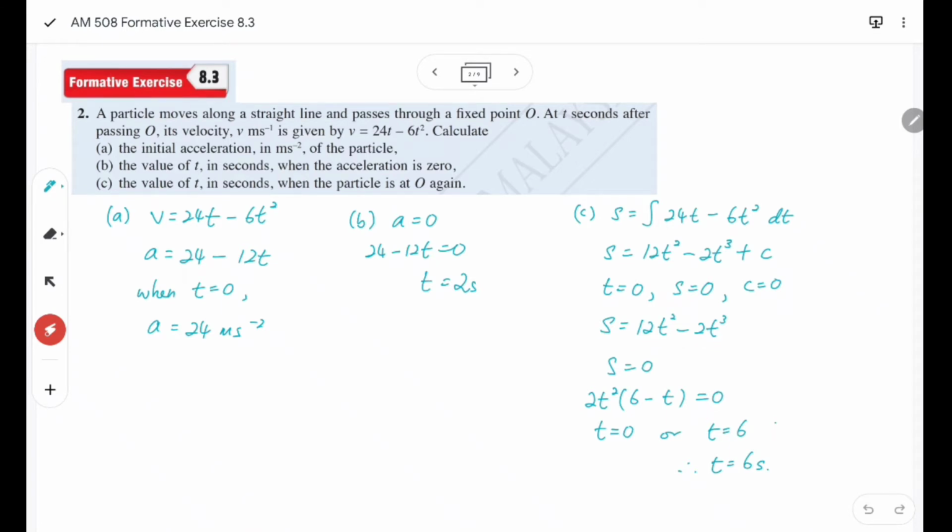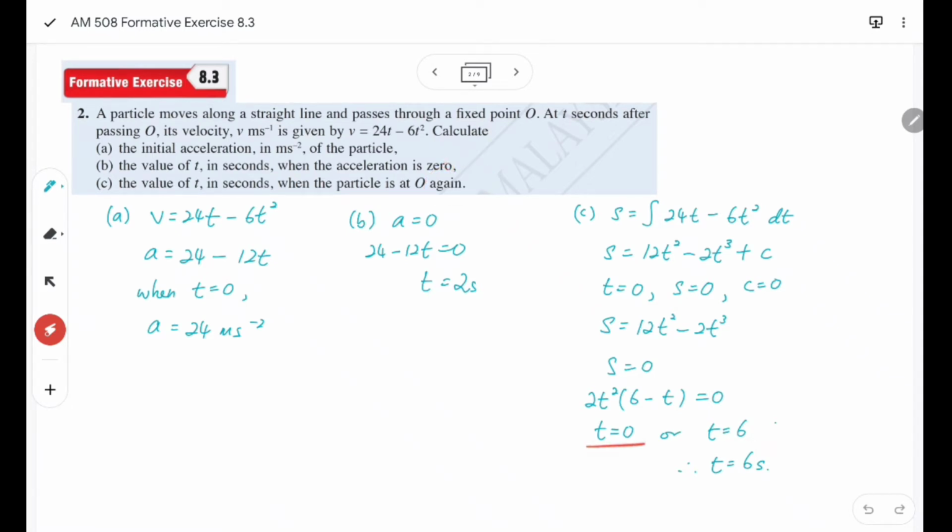And when the particle is at O again, our displacement will be 0. So 12t squared minus 2t cubed equals 0, and we factorize it, it becomes 2t squared times (6 minus t) equals 0. So we get t equals 0 or t equals 6. So t equals 6 is when the particle is at O again.